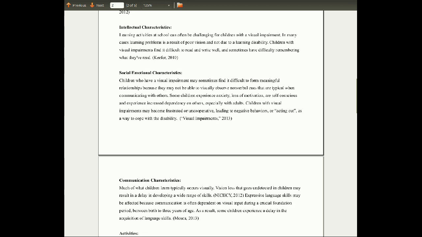Some children are self-conscious and experience an increased dependency on others, and you will see that especially with adults, because adults usually are safe people that children know they can interact with. Now, children with visual impairments can oftentimes become frustrated, maybe even uncooperative, and that may lead to negative behaviors or acting out as a way to cope with the disability. So those are some of the characteristics you might see that are more social and emotional.